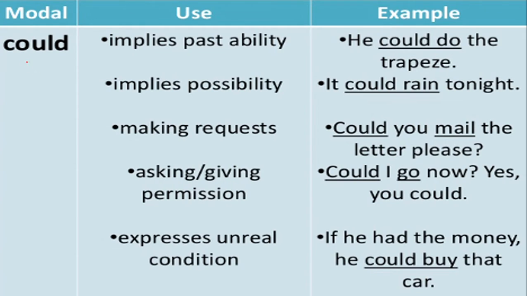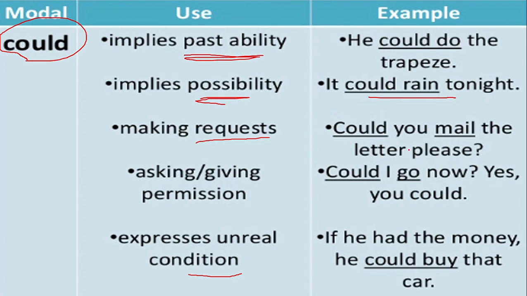Next is could. Could is the past tense of can. It implies past ability. It implies possibility. Possibility means how much possibility there is to do something. For making a request, it can be used. For asking or giving permission, it can be used. It can be used to express an unreal condition. It could rain tonight. There is a possibility of raining.